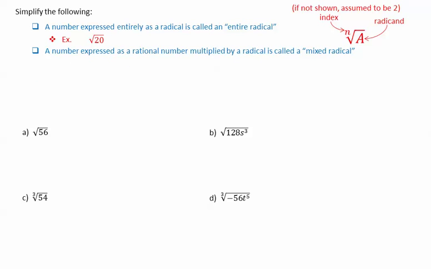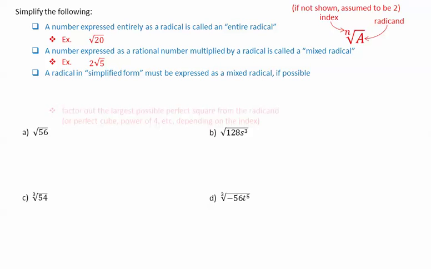A number expressed as a rational number multiplied by a radical is called a mixed radical. As an example, 2 root 5. A radical in simplified form must be expressed as a mixed radical if possible.